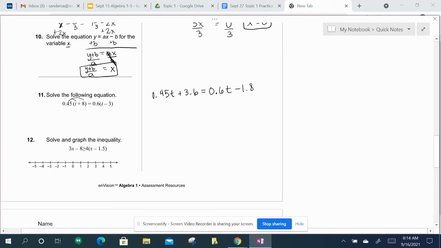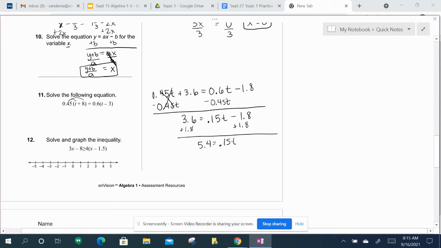Now, there's nothing else I can do on either the left side or the right side to simplify, so now I'm going to work toward getting my t's together. There's really multiple ways I can do this, but I'm going to start by subtracting 0.45t from each side. When I do that, I end up with just having 3.6 on the left, and then 0.6 minus 0.45 becomes 0.15t minus 1.8. All right, next I'm going to add 1.8 to each side, and I'm going to be left with 5.4 is equal to 0.15t.